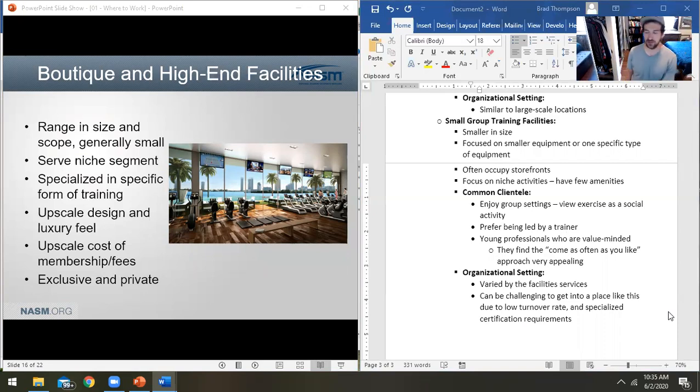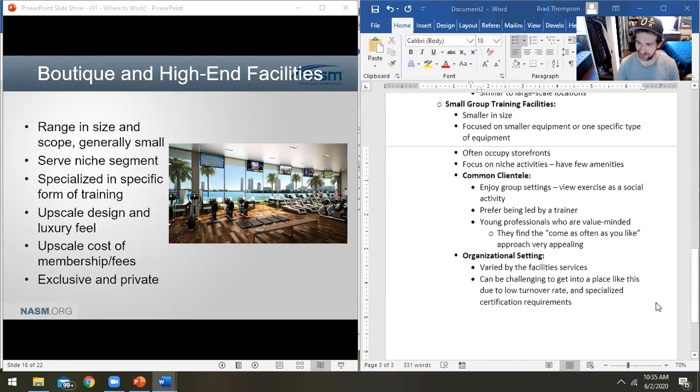So yeah, speaking of, the next one we got to look at is boutique, the bougie gyms. Let's talk about Equinox.